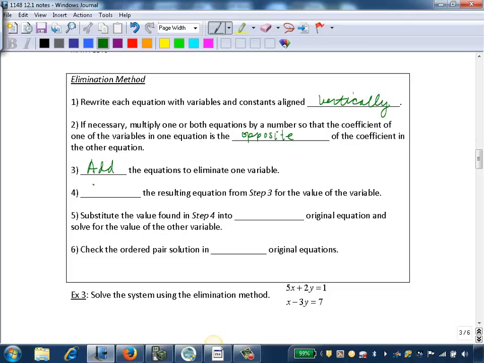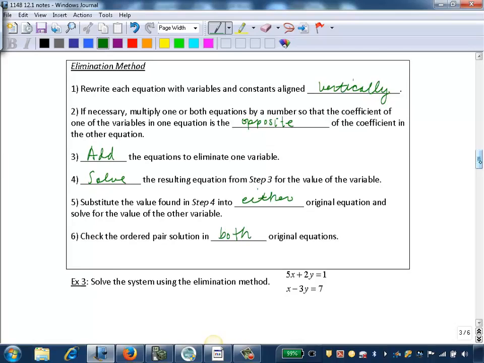Then in step 4, we can solve the resulting equation for the value of the variable. So you get one of the variables first, either the x or the y or the a or the b or whatever, and then we're going to just substitute. So now, from here on, it's just like substitution. We just substitute that value back into either of the original equations to solve for the value of the other variable. And then we know finally step 6, we have to check the ordered pair solution in both of the original equations to verify that it satisfies both of those equations.